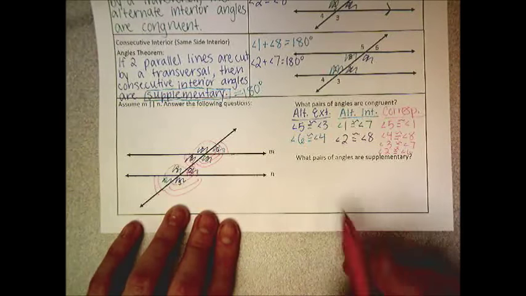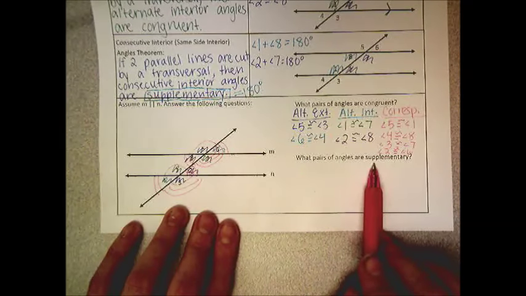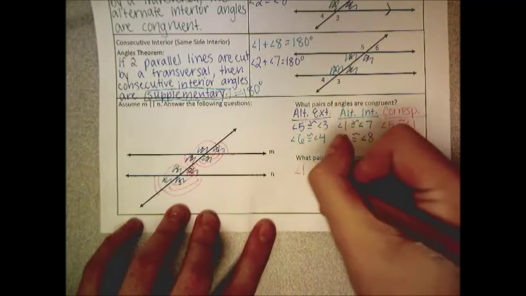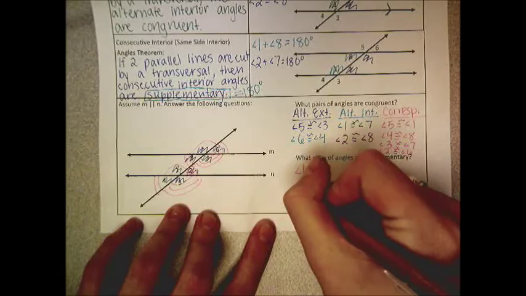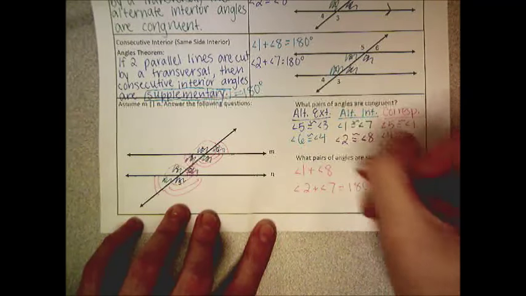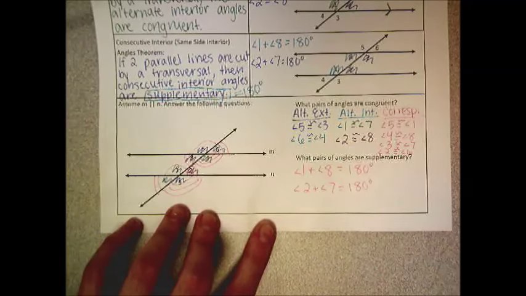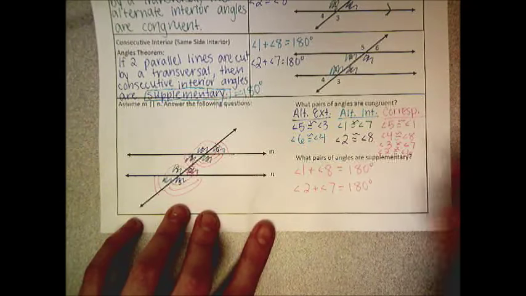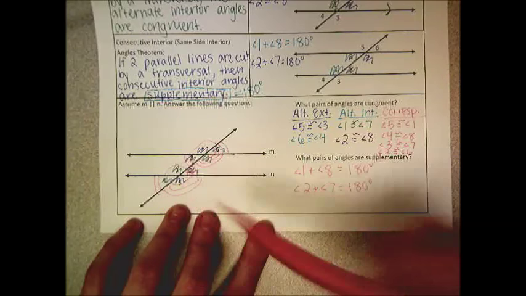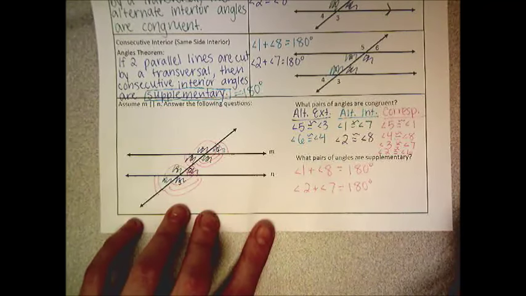Alright, only one more thing to mark down here. What pairs of angles are supplementary? Those are our consecutive interior. So angle 1 plus angle 8, and angle 2 plus angle 7. Those are our supplementary pairs. We're going to get more creative with this piece in class about using some of these multiple relationships. But for now, this is all you needed to do.